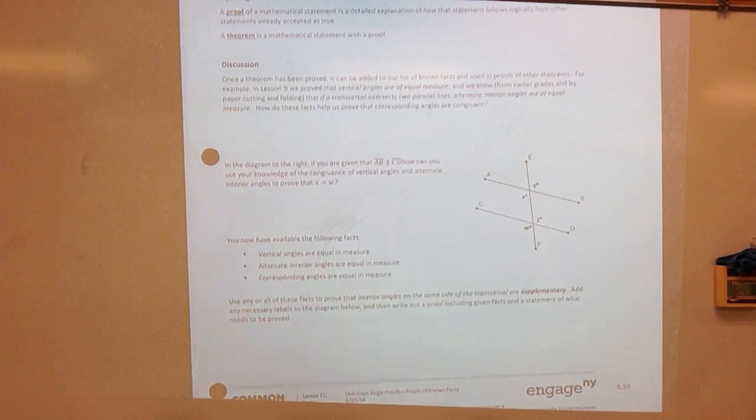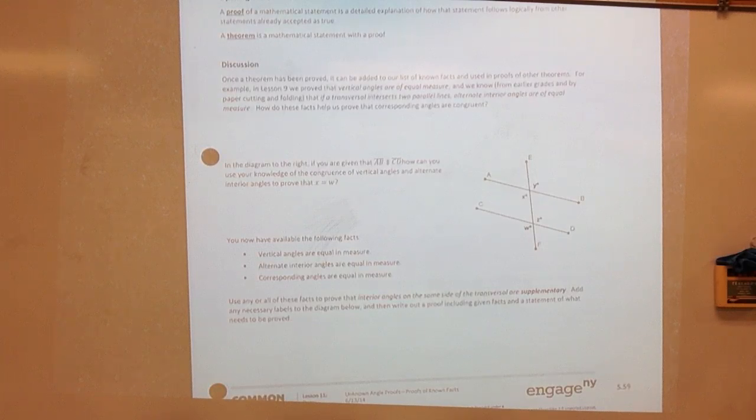Alright, so we are at the discussion part. Once a theorem has been proved, it can be added to our list of known facts and used in proofs of other theorems. For example, in lesson 9, we proved that vertical angles are of equal measure. And we know from earlier grades and by paper cutting and folding that if a transversal intersects two parallel lines, alternate interior angles are of equal measure. How do these facts help us prove that corresponding angles are congruent?